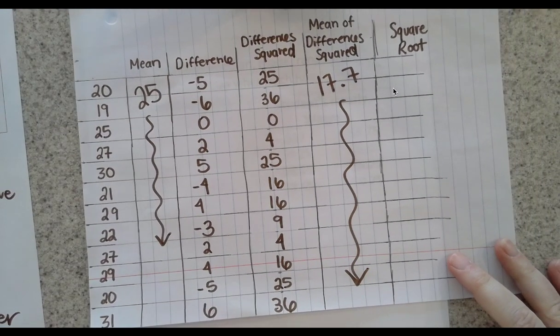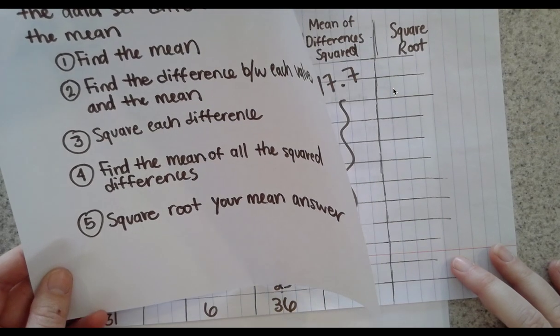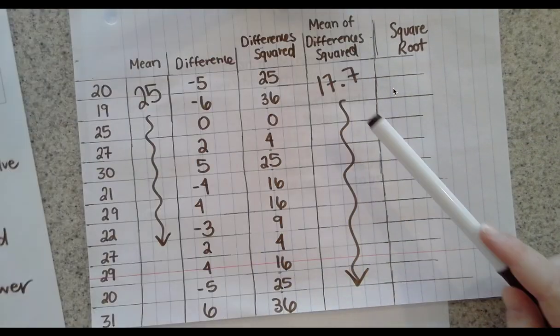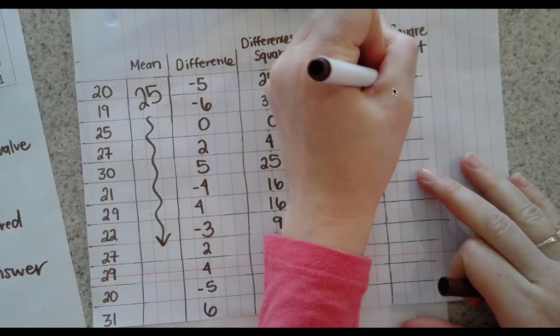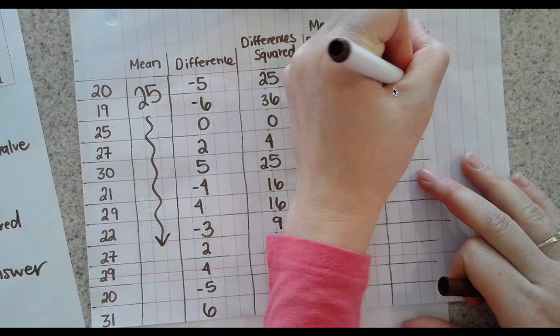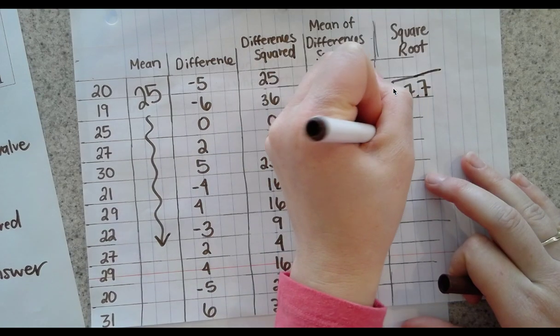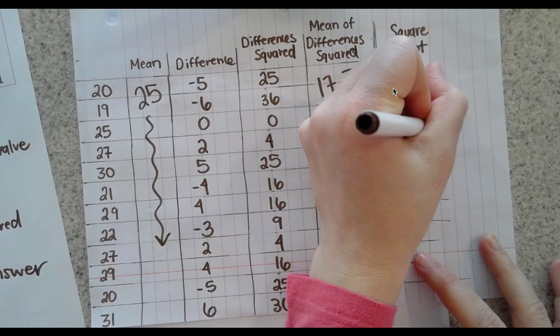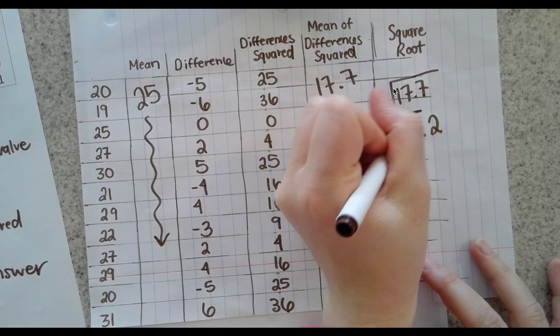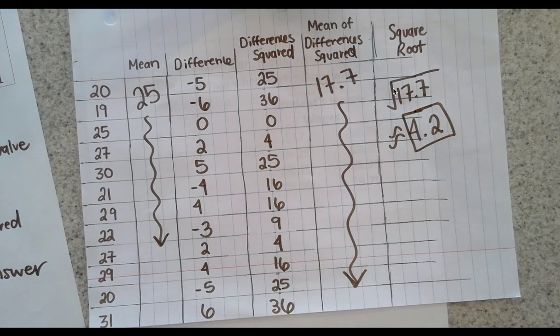The final step is to square root your mean answer. My mean answer is 17.7. If I take the square root of 17.7, that's going to equal about, again, I'm going to have to round here, 4.2. Okay, this right here is my standard deviation. Again, this represents how much any typical value in the data set differs from the mean. Okay, there's about a 4.2 variance.